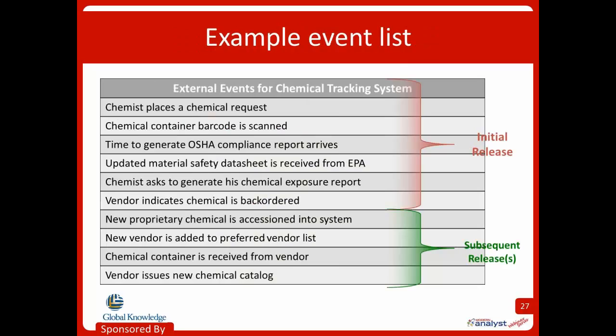Let me show you what that looks like in our chemical tracking system. So example events would be things like a chemist is placing a request, or maybe a vendor indicating a back order, or a timing event could be something like it's time to generate an OSHA compliance report. So notice how we've also used brackets to indicate what's in scope for this release or others, right? So the top set of brackets is here's the events that we're going to handle now, and then the green one is going to show us events that are going to happen later.